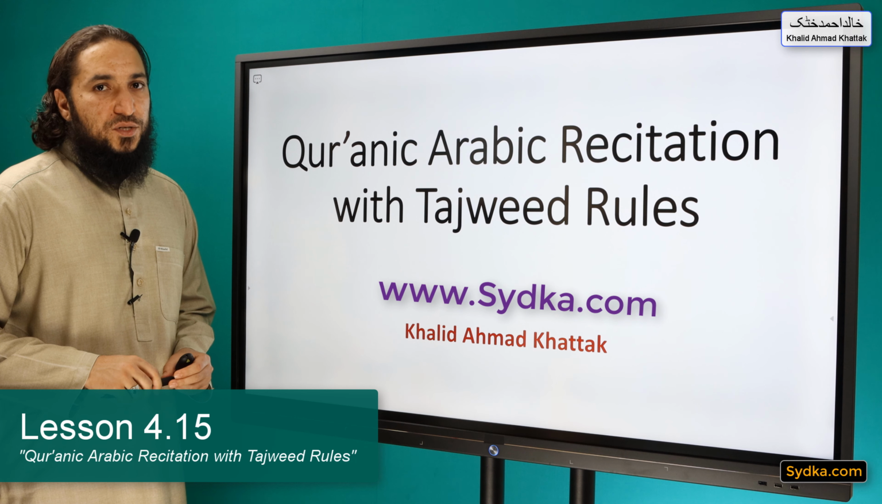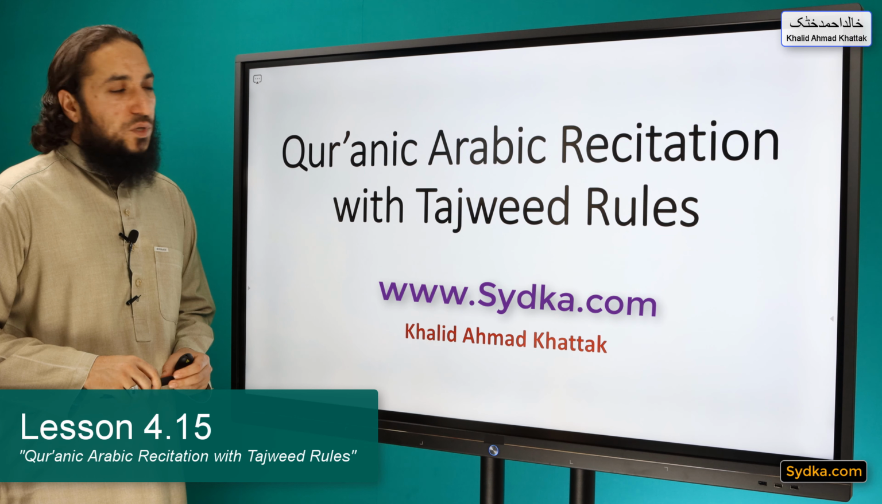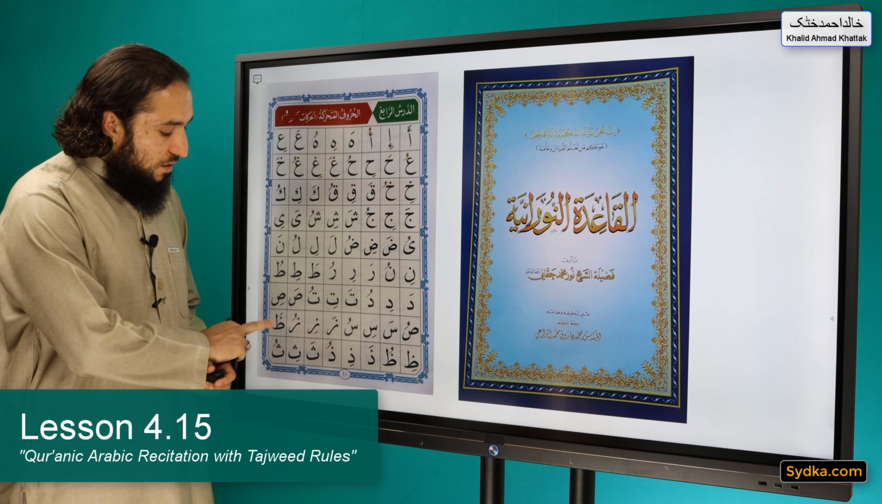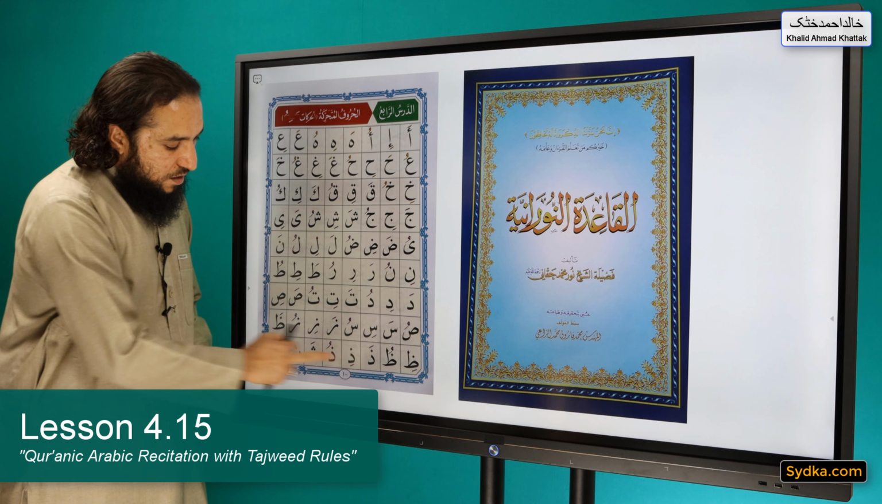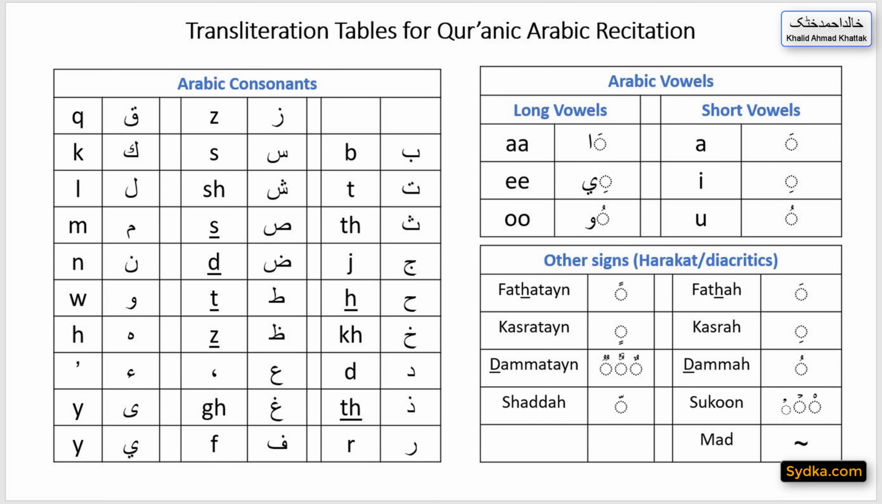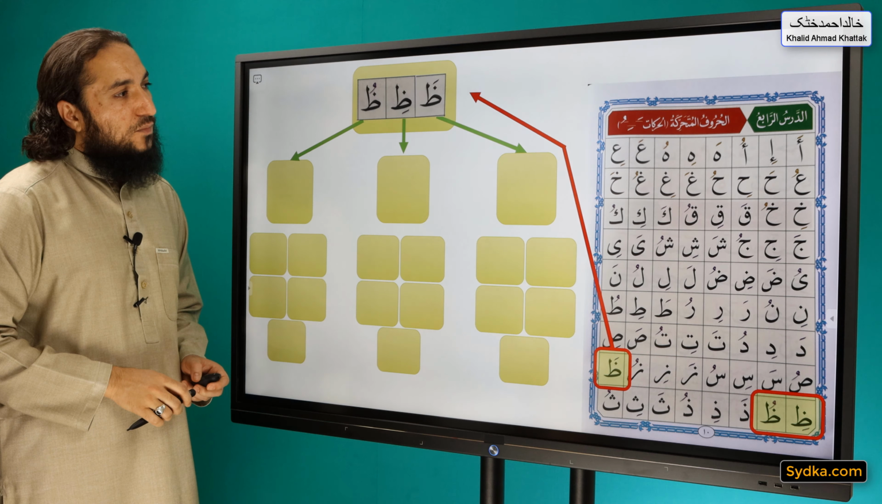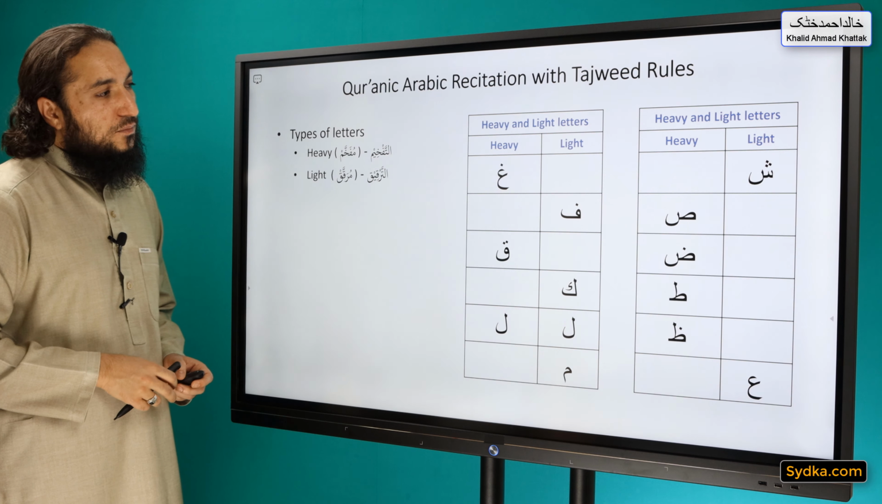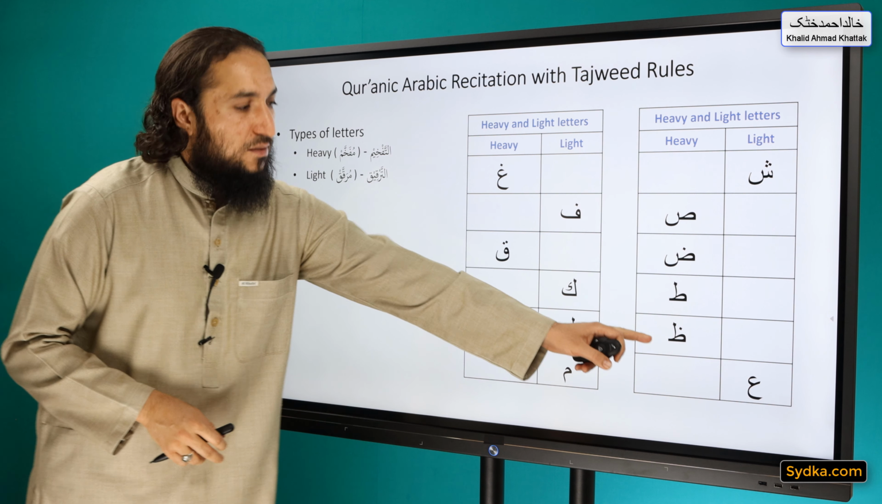Welcome back to another session of Qur'anic Arabic Recitation with Tajweed Rules. In this session we will be studying another 9 syllables from here to there, as page number 10 of Al-Qaida Nuraniya. And this slide is just for those of you who will be relying on transliteration. So the first 3 syllables are about the letter Dha. Dha is one of the heavy letters.